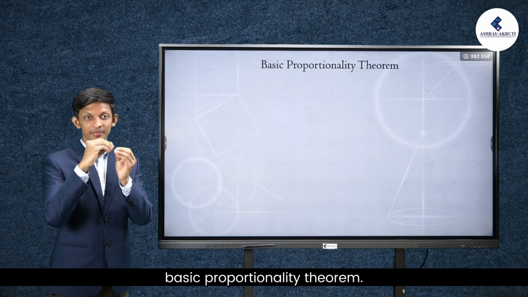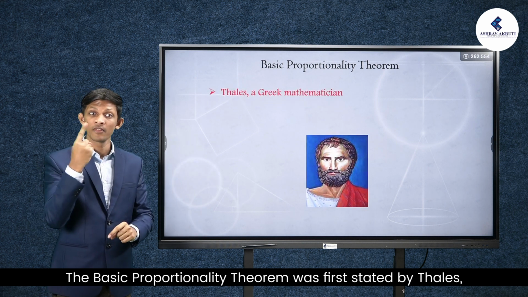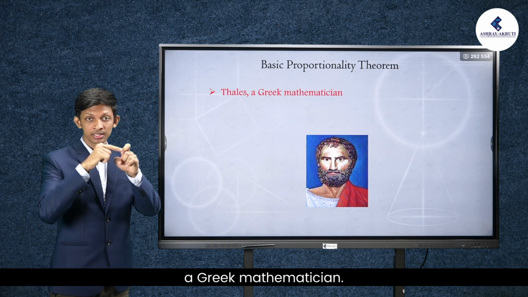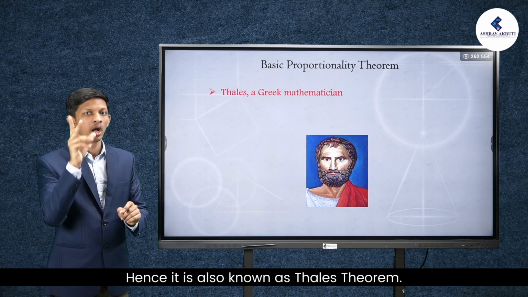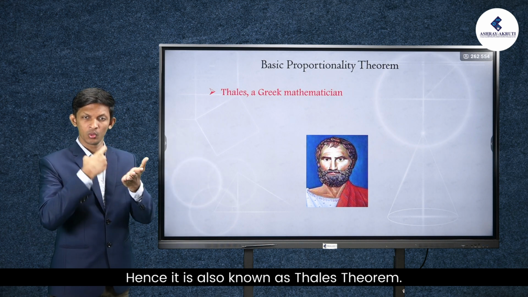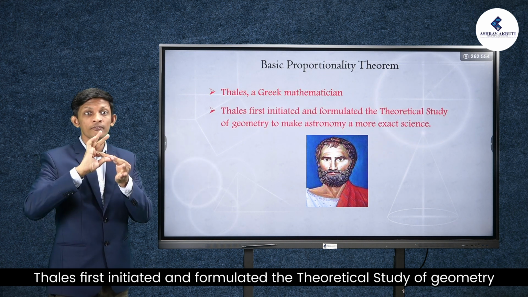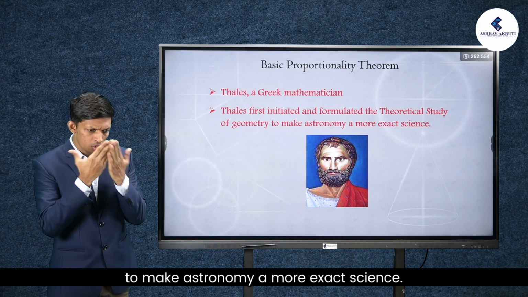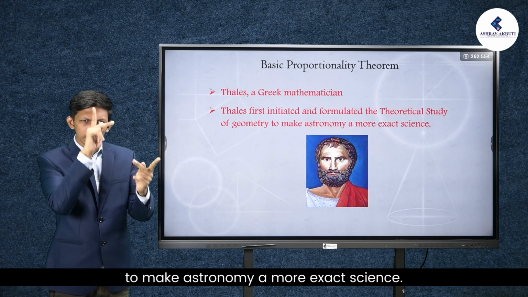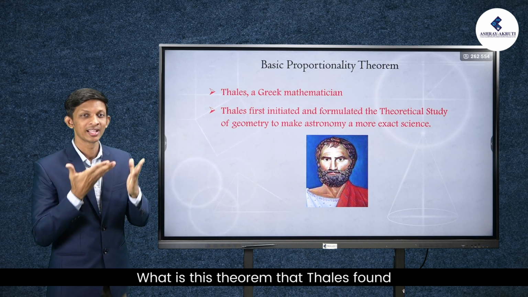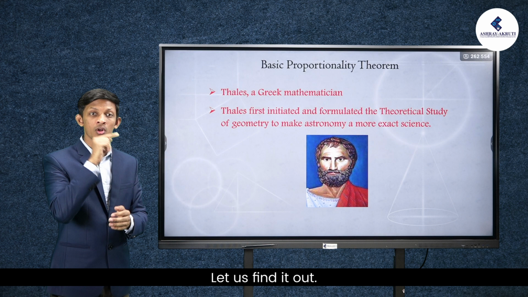Basic proportionality theorem. The basic proportionality theorem was first stated by Thales, a Greek mathematician. Hence, it is also known as Thales theorem. Thales first initiated and formulated the theoretical study of geometry to make astronomy a more exact science. What is this theorem that Thales found important for the study of astronomy? Let us find it out.